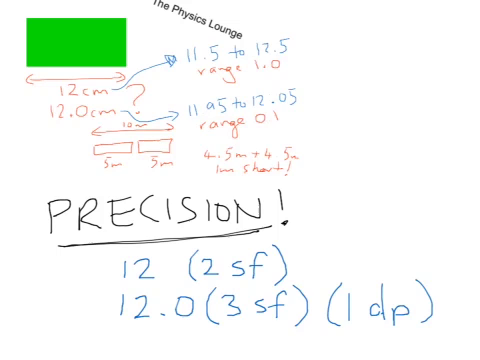So significant figures and decimal places are both measurements or annotations, if you like, of the accuracy of a measurement. Most of the time it's pretty obvious. In the case of 12.0 here, you can see that there's accuracy to that level. And even the 12, you can see there's accuracy to that level.